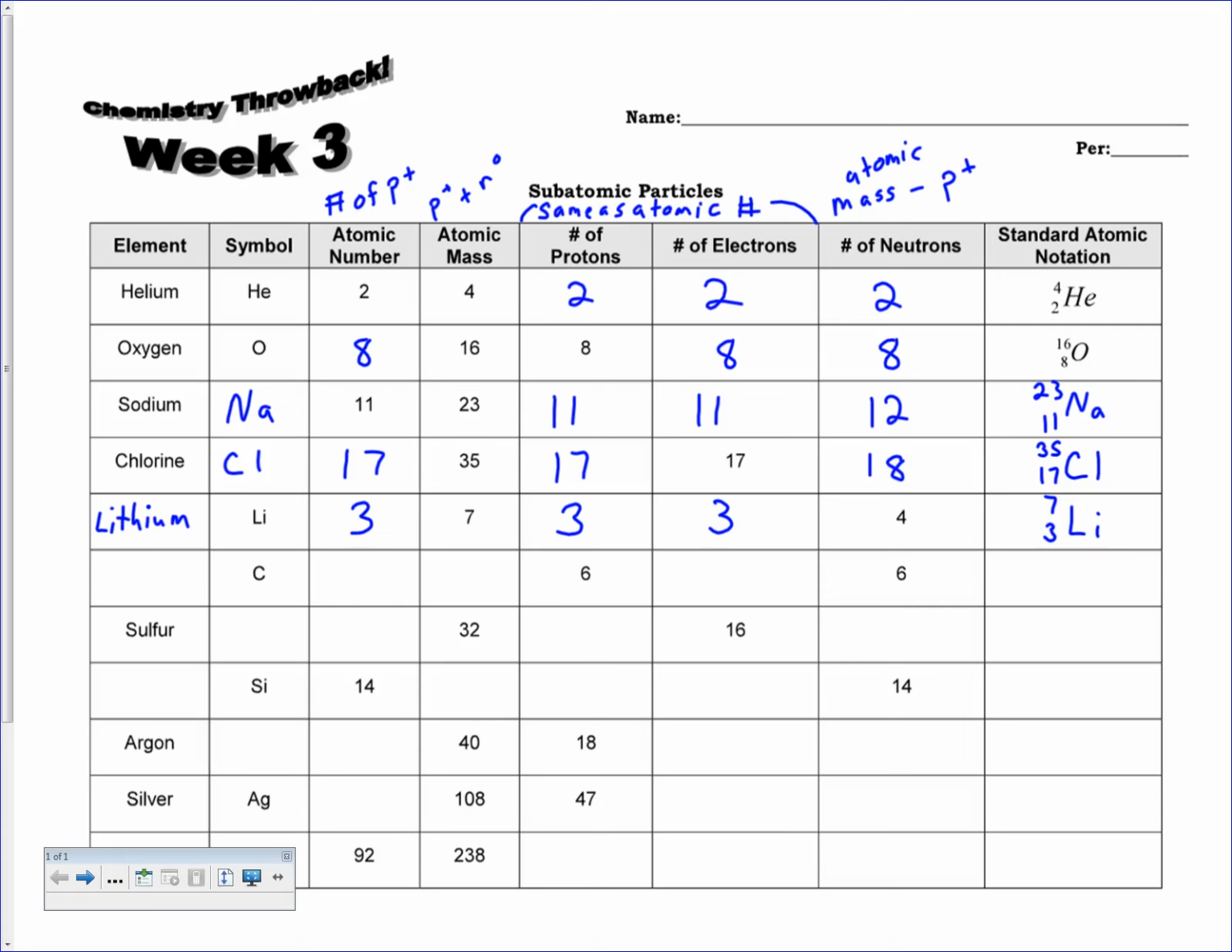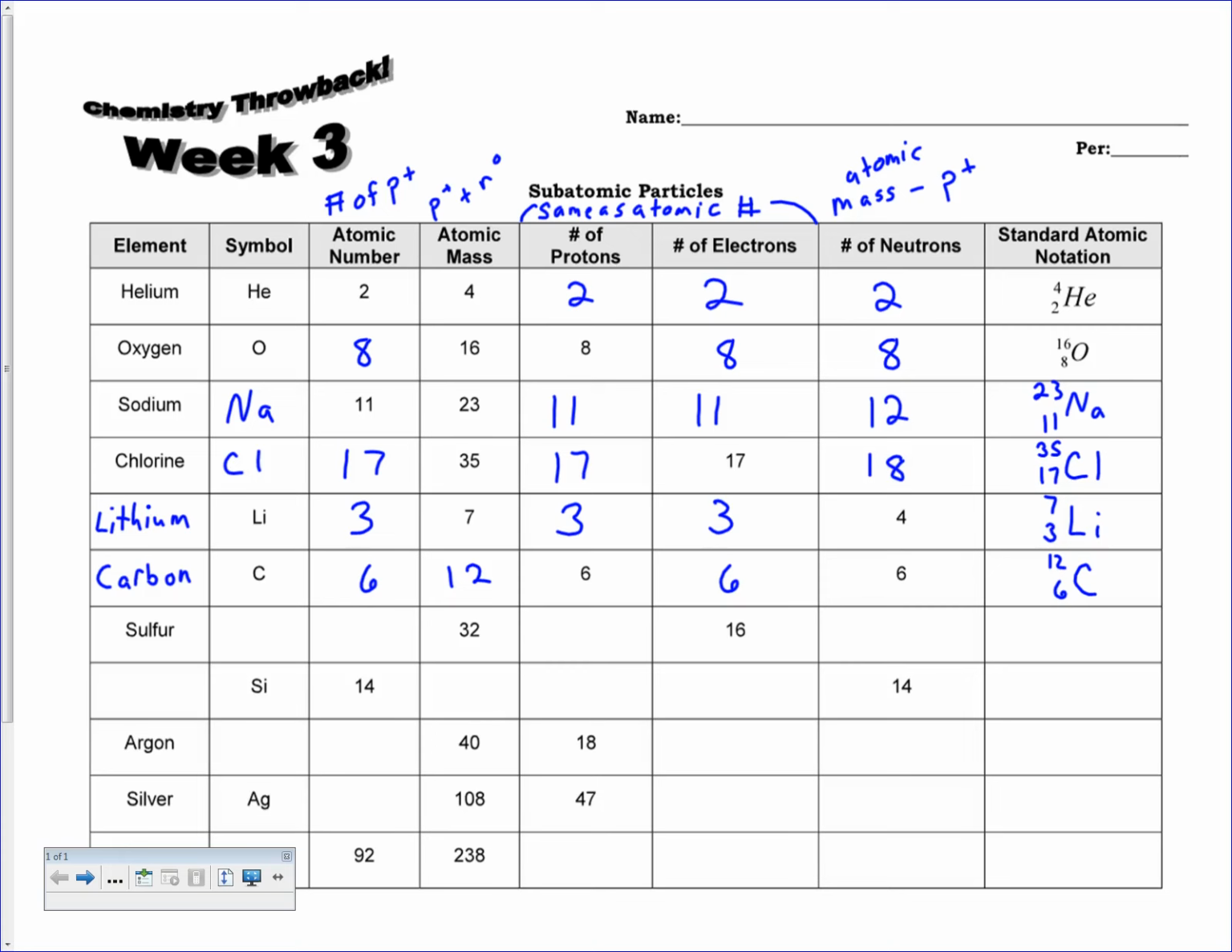C is carbon. If you look up the atomic number for carbon, it's atomic number 6. It has 6 protons. It says here it also has 6 neutrons. So this is the first time where we're going to get the mass, and we get it by adding the number of protons and neutrons together. So that's 12. Okay. If it has 6 protons, it also has 6 electrons because it's not a charged particle. And then writing this out, the chemical symbol is C. The atomic number is 6. The mass is 12.